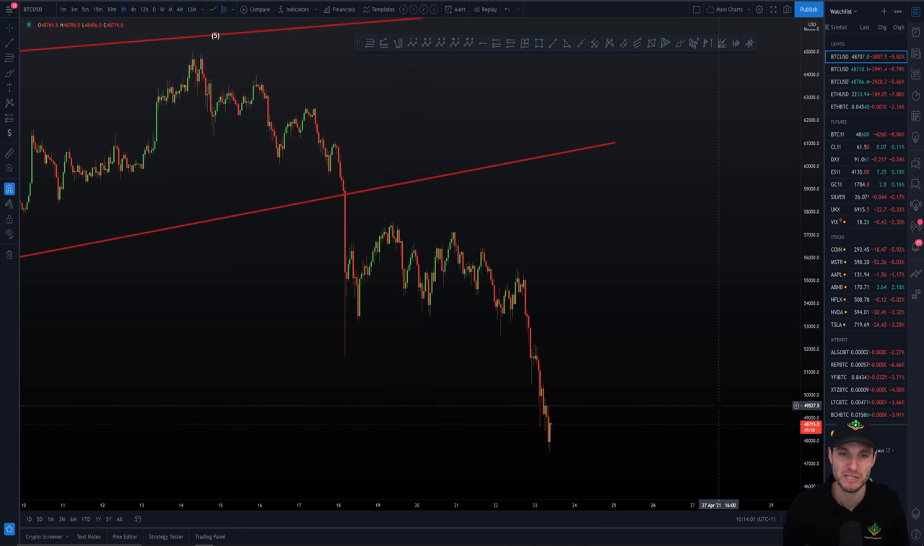So the arguments that you see people come up with, like, oh, Bitcoin can never go down this low, the institutions are going to buy it up.